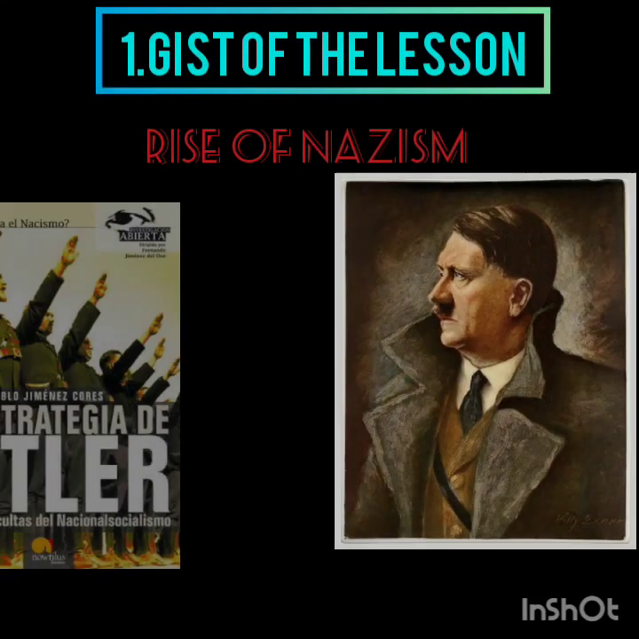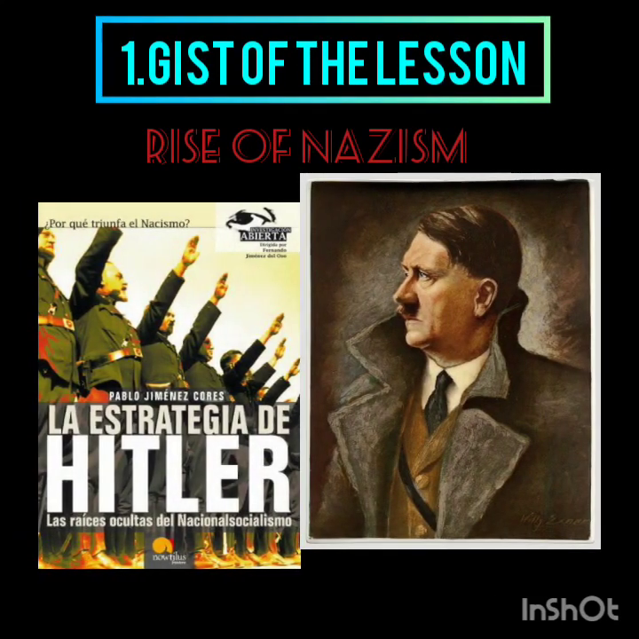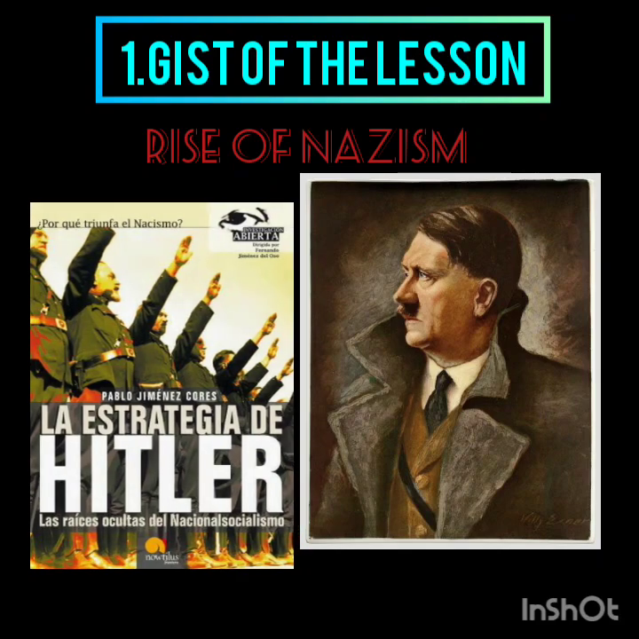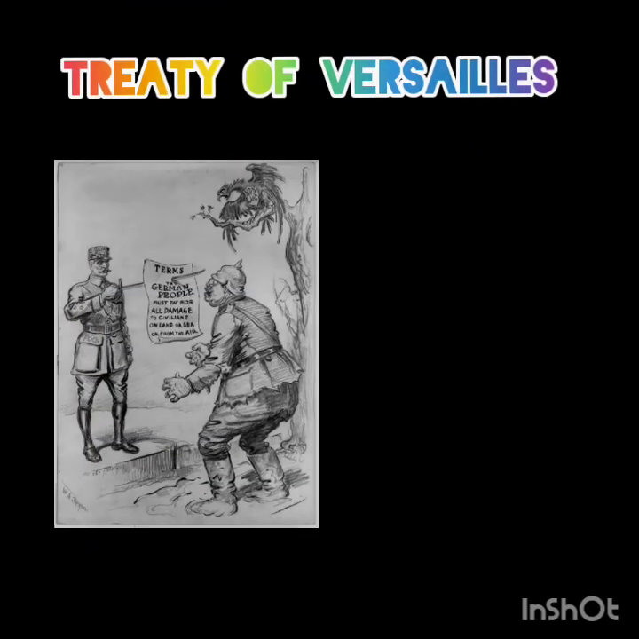First, the gist of the lesson, the rise of Nazism. The rise of Hitler and Nazism in Germany was a great historical phenomenon of the modern world, with far-reaching consequences. Hitler was greatly influenced by the defeat of Germany in the First World War, 1914 to 1919. The aggressive imperialism of Germany was mostly responsible for the Great War.